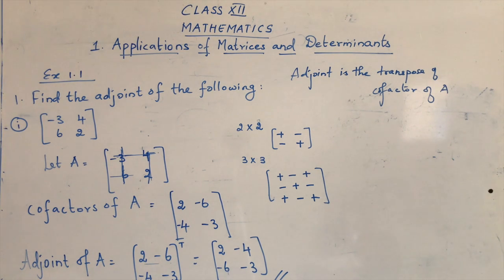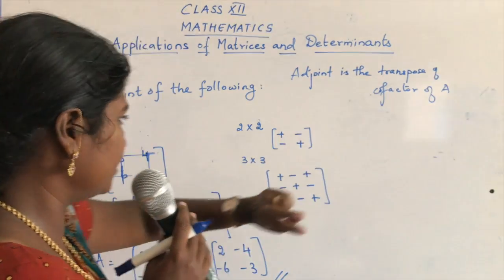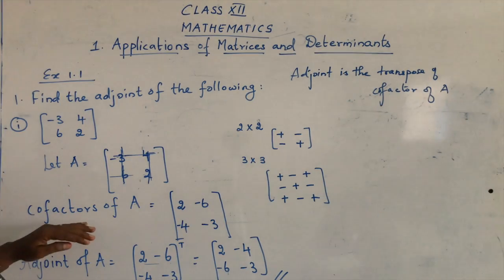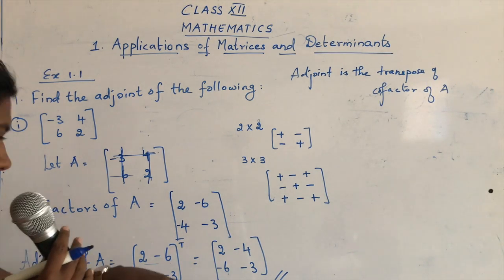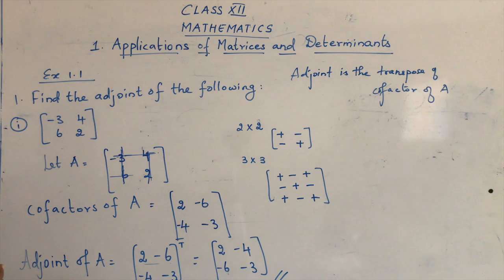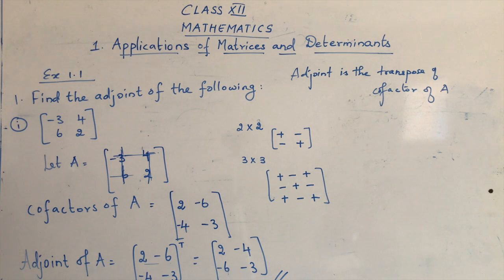I hope you are clear with the adjoint. Adjoint is nothing but the transpose of cofactor of A. So what is your first step? You have to find out the cofactors. And the second step is you have to find the transpose of cofactors. Once you find the transpose of cofactors, you get the answer for adjoint. So this is our first subpart from question number 1. Take down the sum, children. Try the sum by yourself.